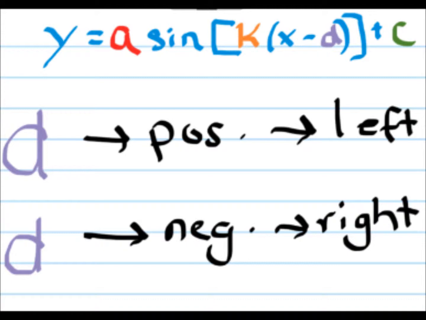This tells you if you should move the graph to the left or to the right. So if d is positive, then the graph will be shifted that many degrees to the left. And if d is negative, then the graph will be shifted that many degrees to the right.